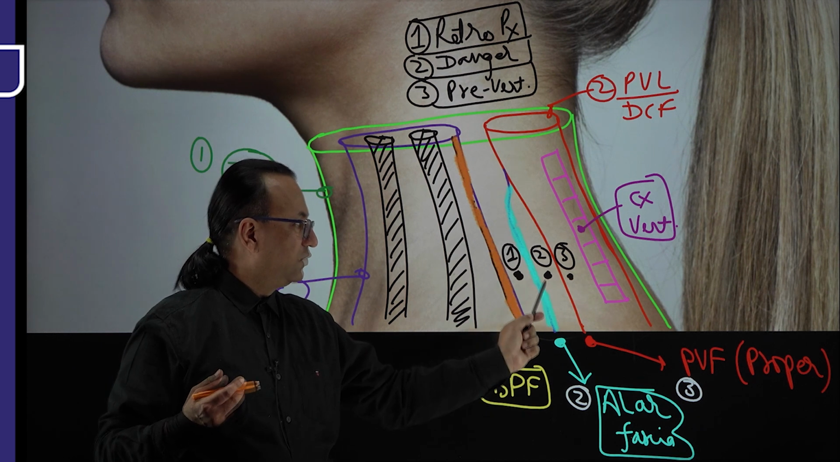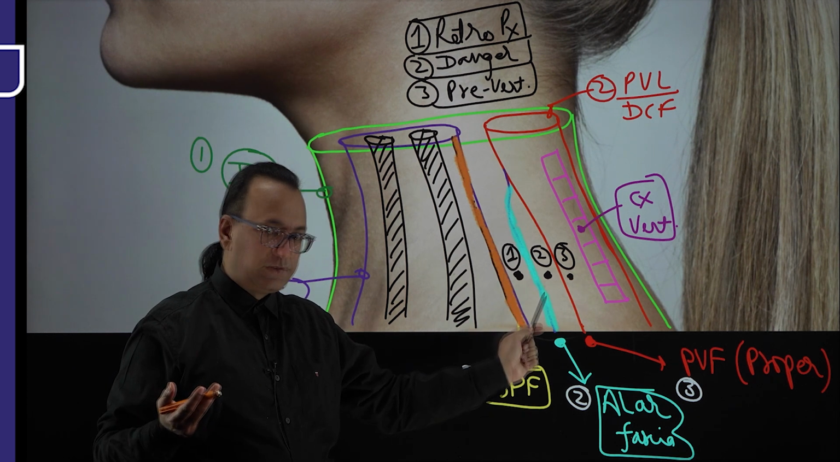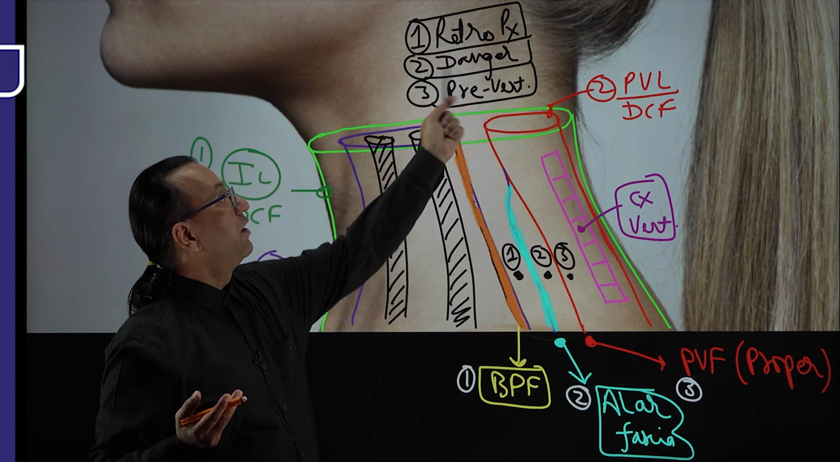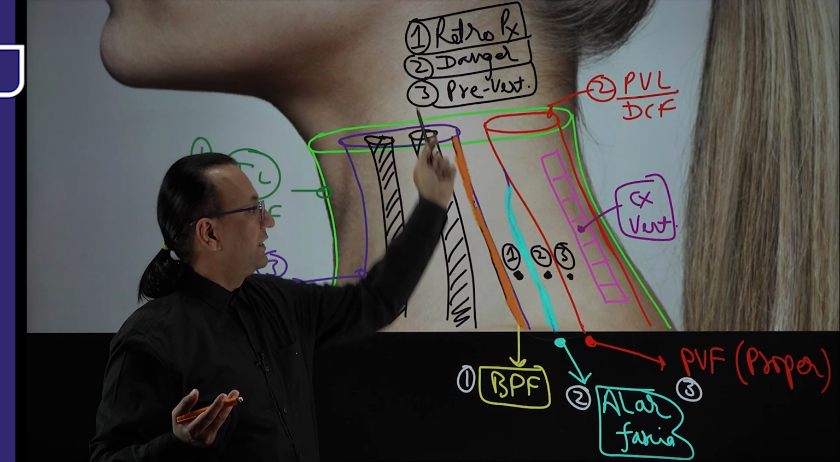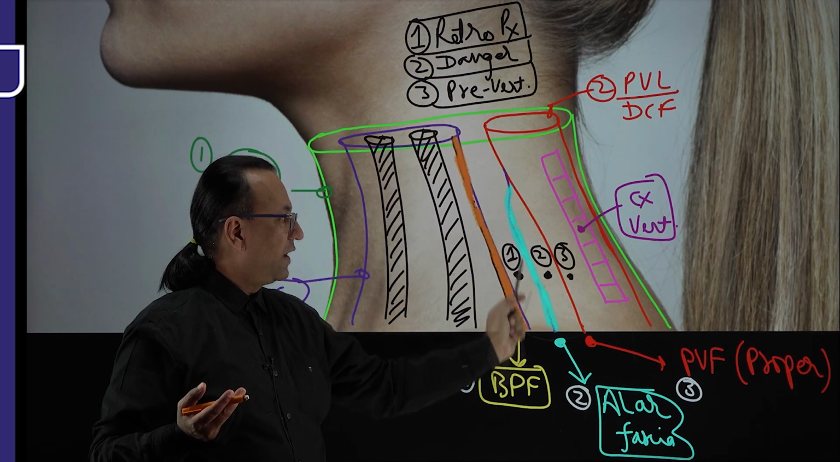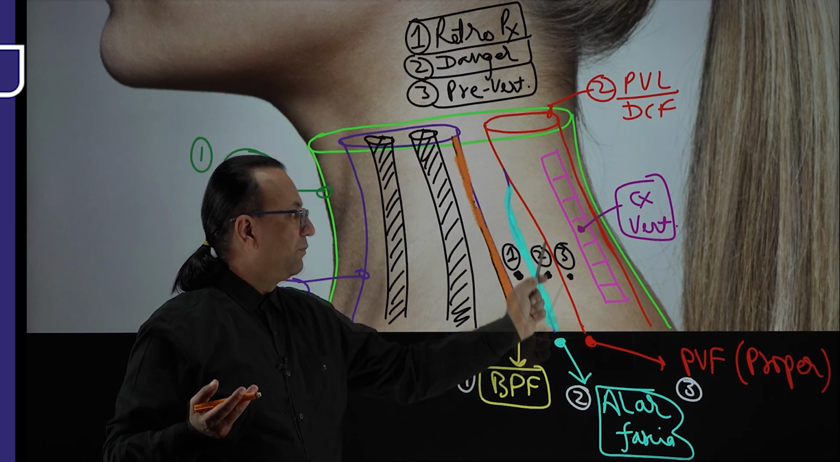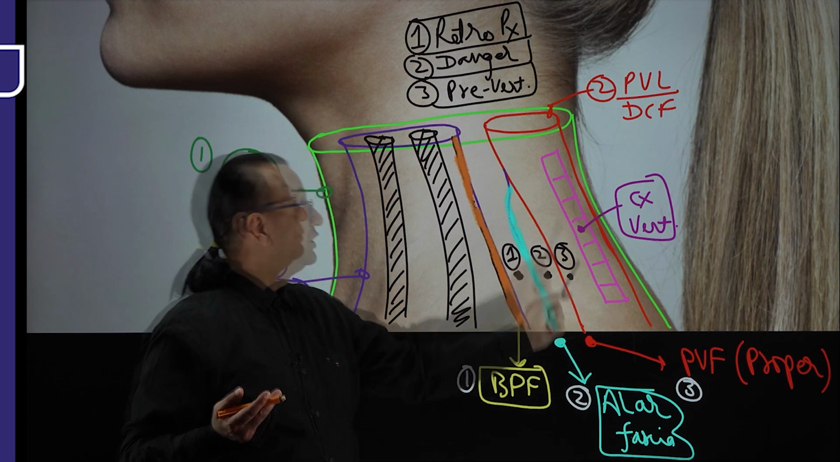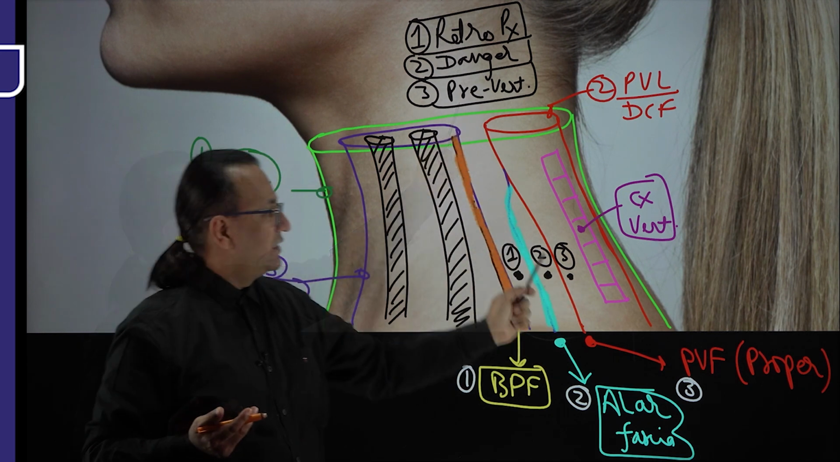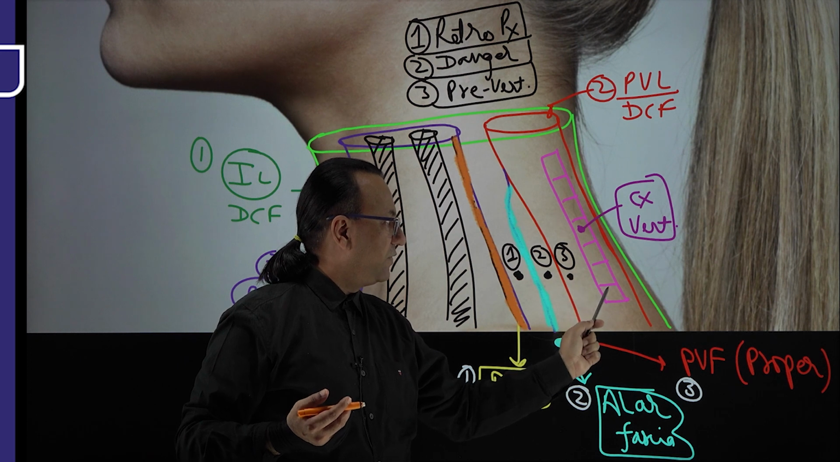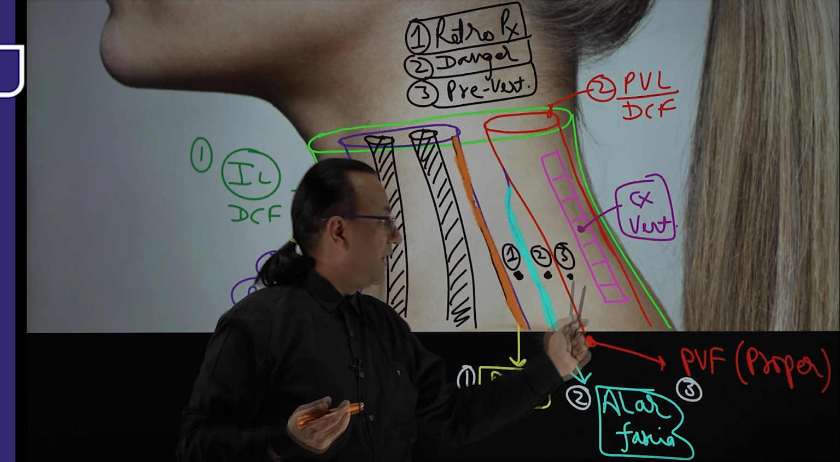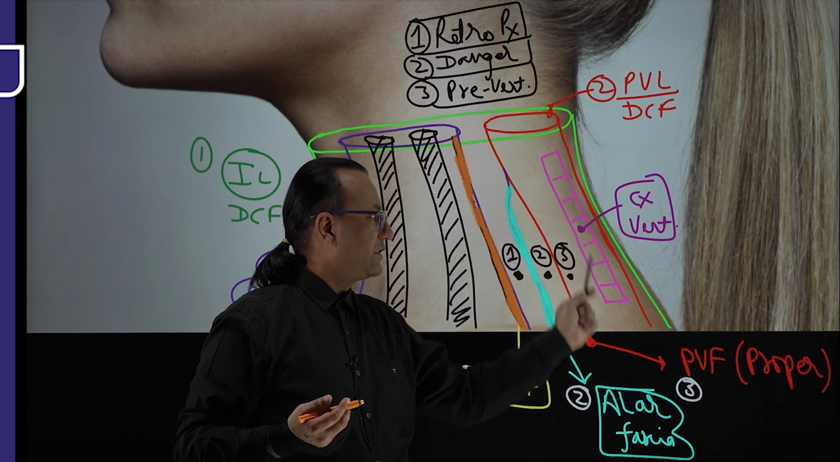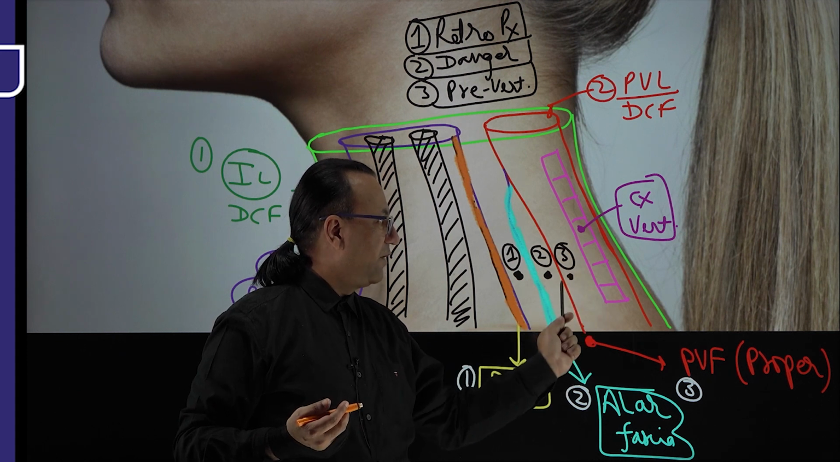And what about space number 2? Space number 2 is the danger space. And danger space is bounded by the 2 fascia. Anteriorly, it is the alar fascia, A for A, and posteriorly, P for P, the prevertebral fascia proper. And what about space number 3? Prevertebral space. Space number 3, the prevertebral space, is called so because it is in front of the vertebra, in front of the cervical vertebra, and bounded by the cervical vertebra posteriorly and prevertebral fascia anteriorly.